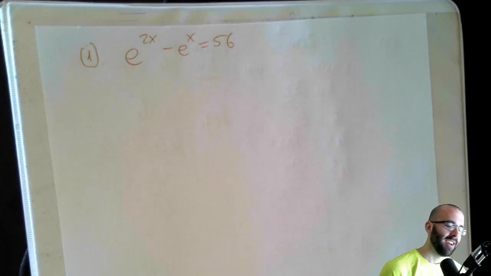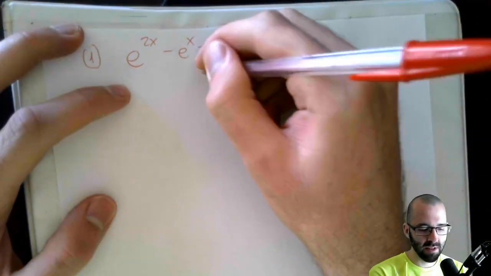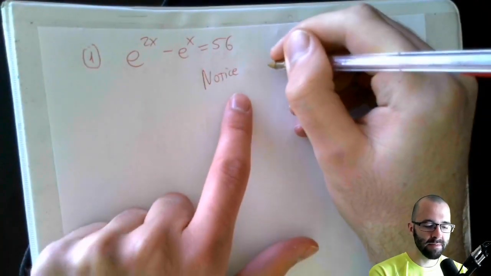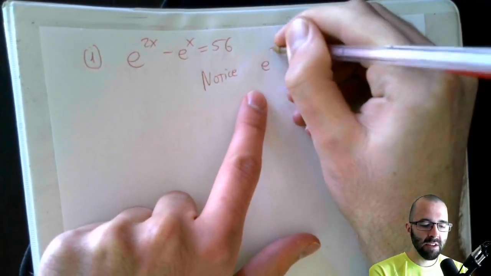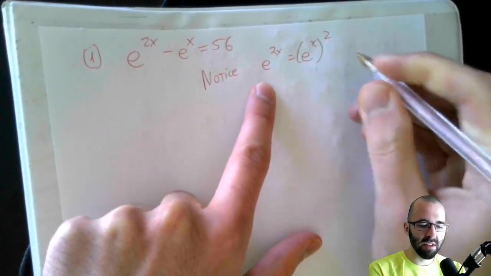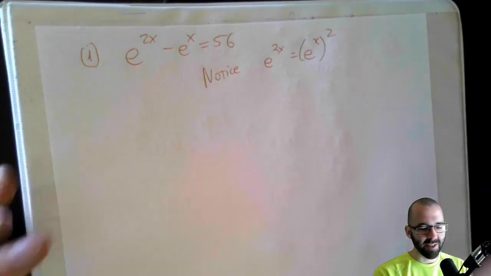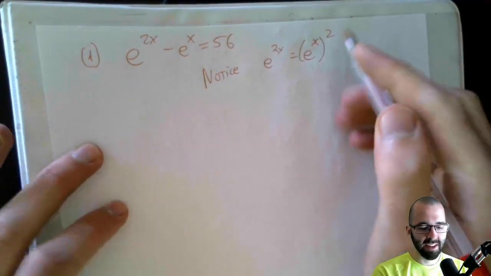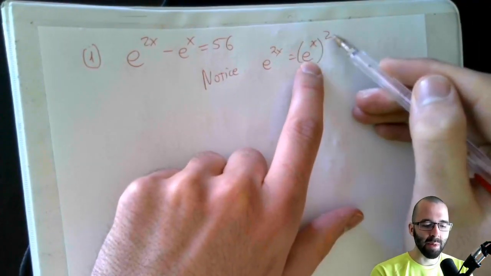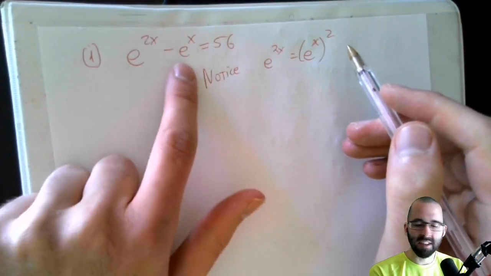Okay? There's a little trick we can do with this thing. So notice, e to the 2x is equal to e to the x squared. Everybody agrees with this. Under penalty of death. Everyone agrees with this, right? Because exponent raised to an exponent, you multiply those exponents. So notice that this thing is just this thing squared.